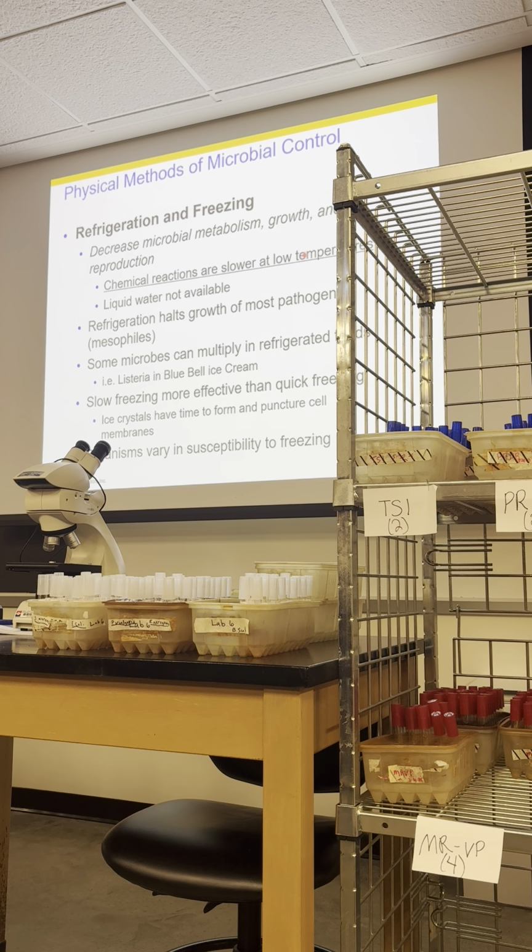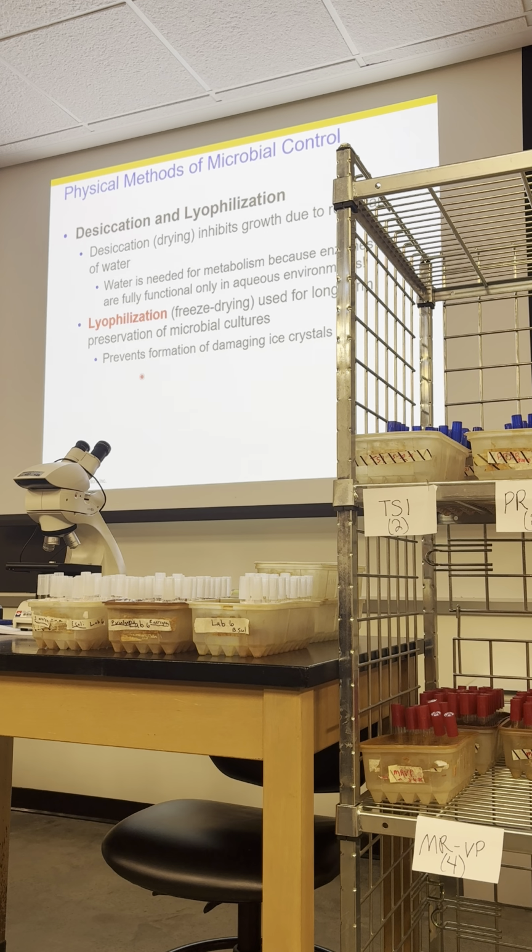Alright, opposite end of the spectrum, we've got static processes. So you're cooling things down, which decreases metabolism, which leads to slow growth, slow reproduction. So that's why we refrigerate our foods, right? So obviously there are some exceptions. So Listeria, right? That's a mesophile that's capable of reproducing in colder environments. Lyophilization, that's where we're removing water, so drying as well as using colder temperatures.